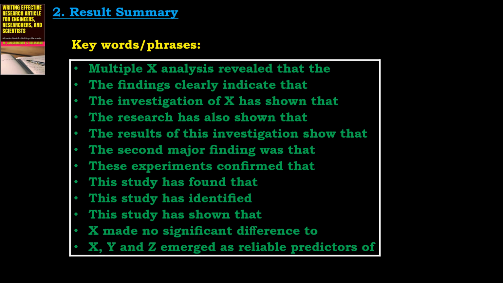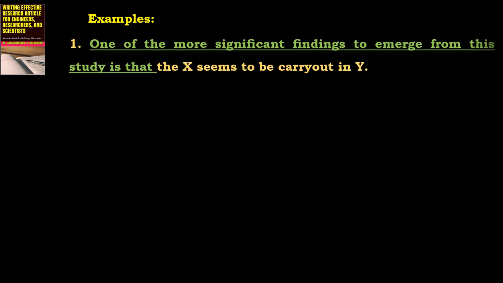the second major finding was that; these experiments confirmed that; this study has found that; this study has identified; this study has shown that; X made no significant difference to X; Y and Z emerged as reliable predictors of. Let us look at some examples where the keywords that represent the summary of results are highlighted in green.